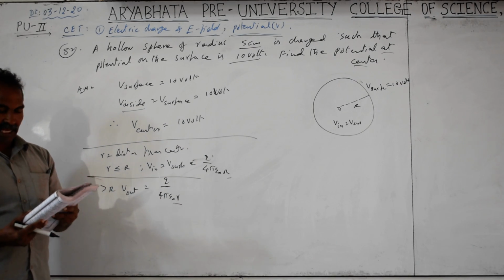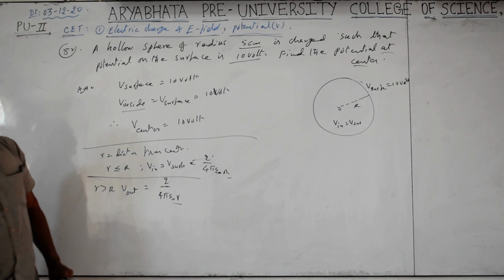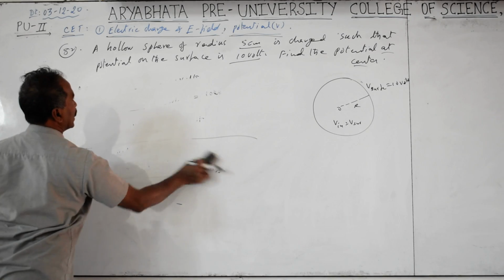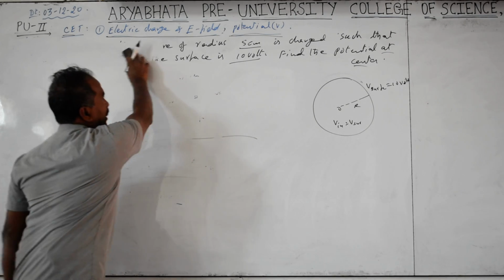Next problem is 83. This is a very important problem. This 83 is a basic concept question of the lecture, a critical question, and generally asked as a 1 mark question in theory also.